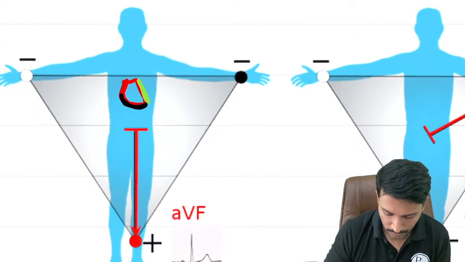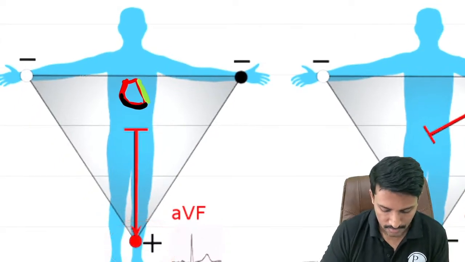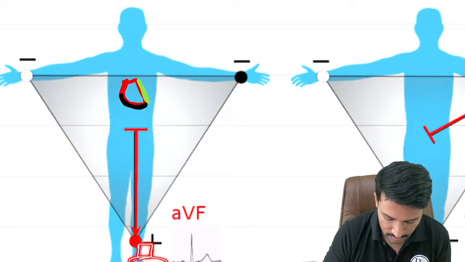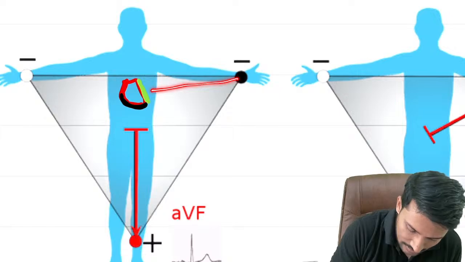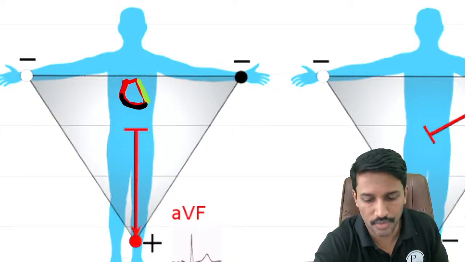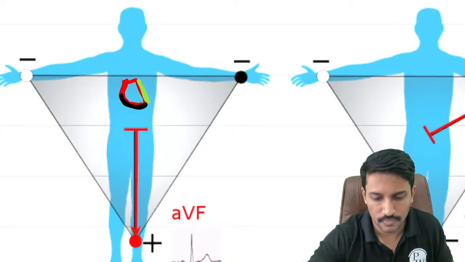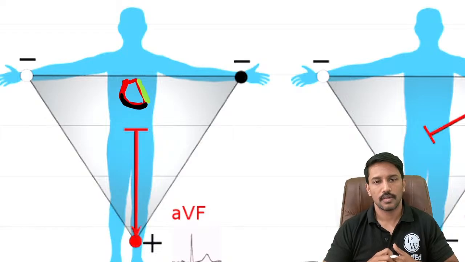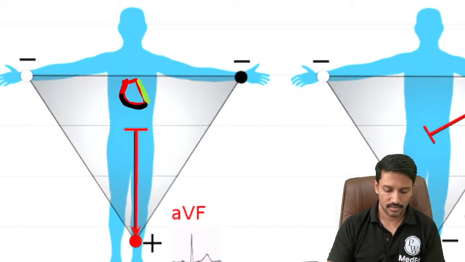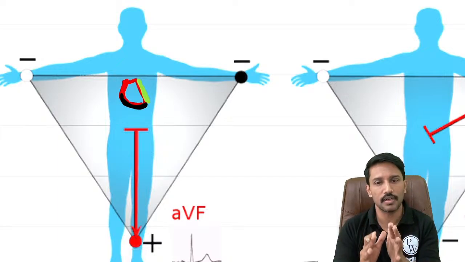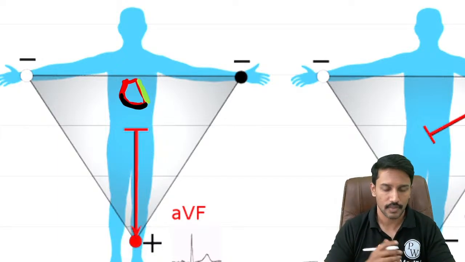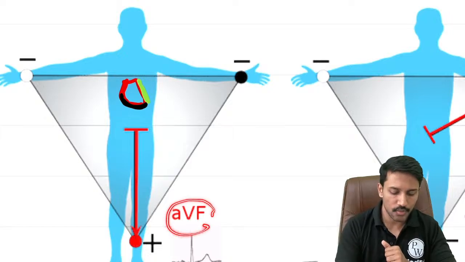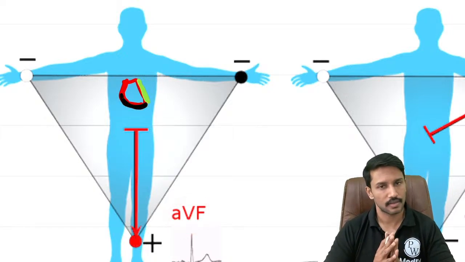So now you should tell me, this lead AVF, here is the camera placed. In what direction is it looking? Is it looking at the inferior side or is it looking at the lateral wall of the heart? Wherever I have the positive electrode, the camera is placed there. That's the basic understanding we should have. So don't you think AVF is looking at the inferior wall?